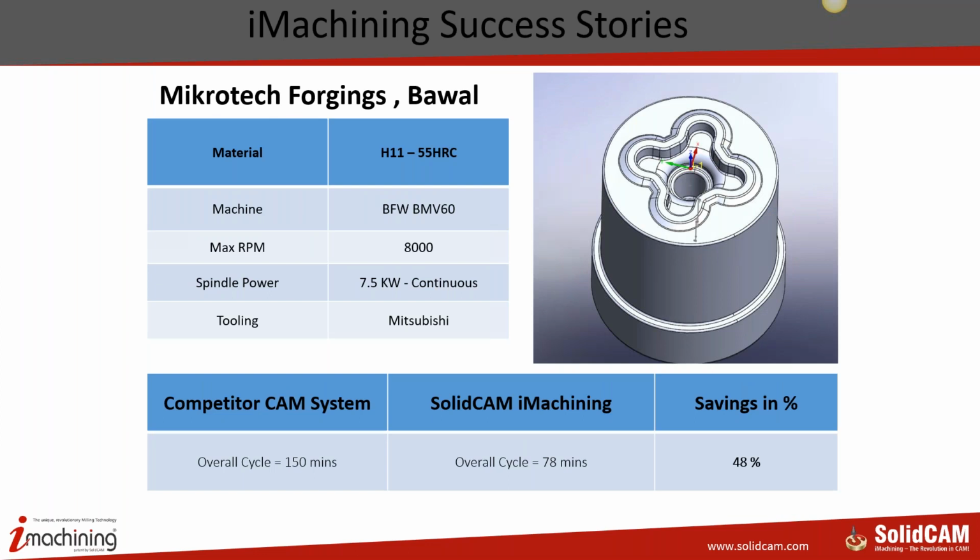Microtech Forgings, a customer where we did a lot of trials with Mitsubishi, on H13 55 HRC on a BMW 60 with a 7.5 kilowatt. Their existing cycle time with the same tools was 150 minutes, and with the same tooling with iMachining it came down to 78 minutes, about 48% savings in cycle time.